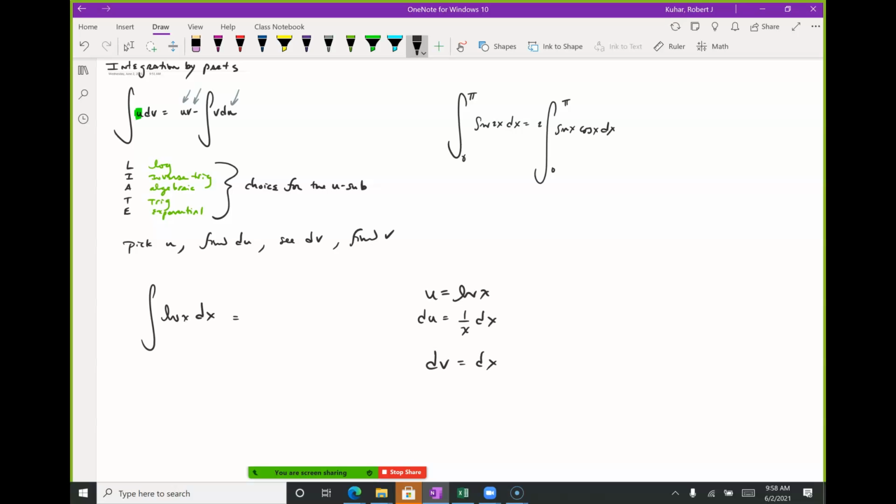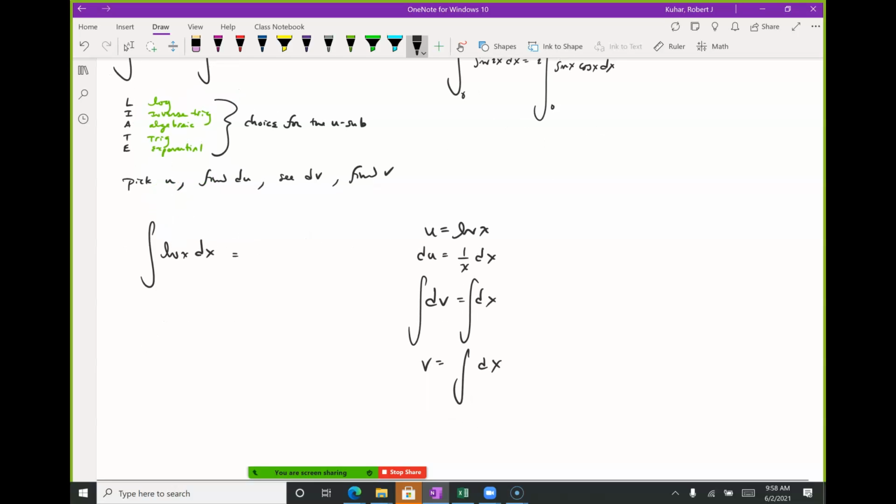That's the only thing left over in my integral there, and you can really see that if I integrate both sides here, I get v equals the integral of dx. That's really what I want, right? Which is just x. And in this case, we don't bother with the plus c yet. We don't bother with that constant of integration at this point. So I've got everything I need.